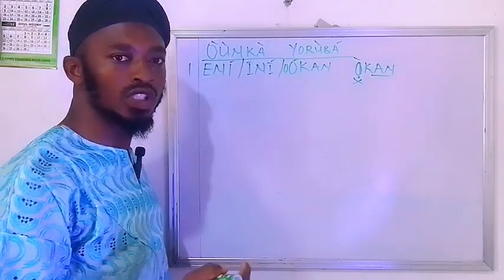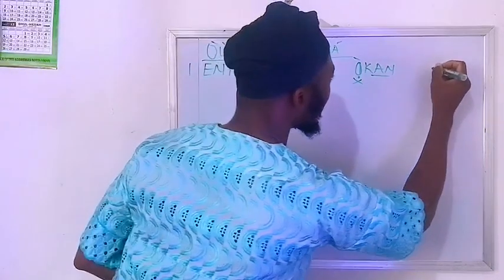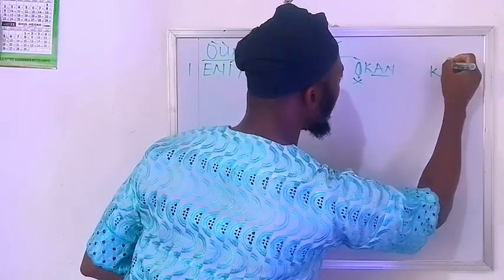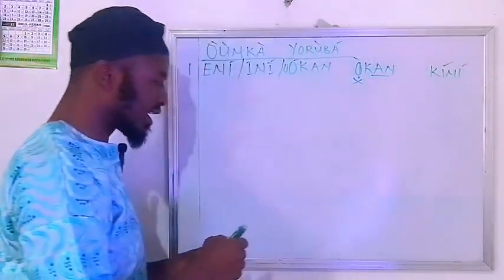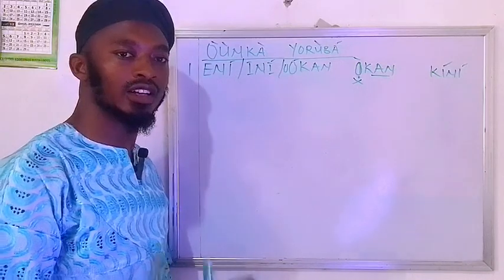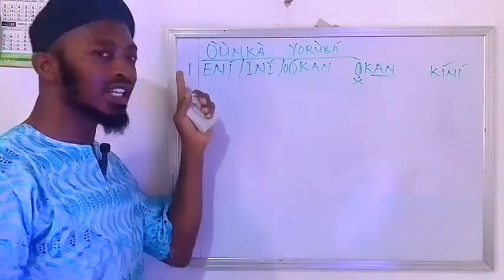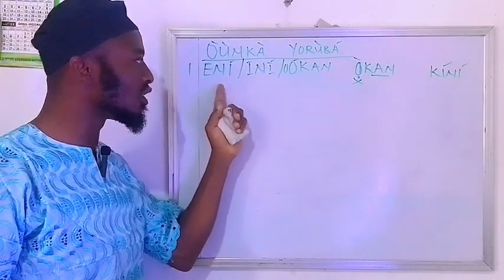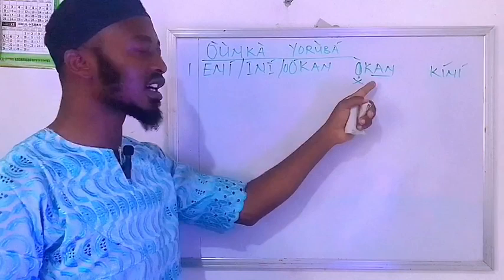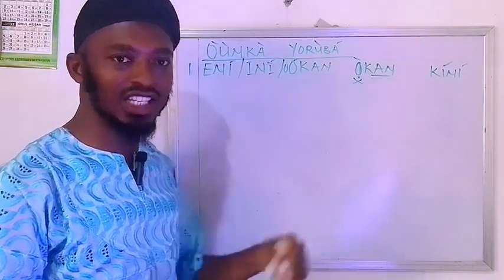If you're using 1 in numbering or in position, it becomes kíní. For example, ìbéèrè kíní, the first question. Ipò kíní, the first position. So the number itself is ìní or ení or ọ̀kan. Using it in counting, it becomes kan. Using it in numbering or positioning, it becomes kíní.